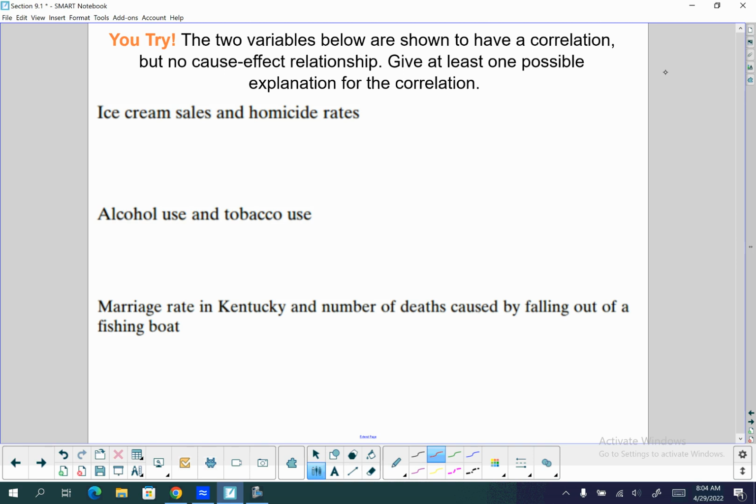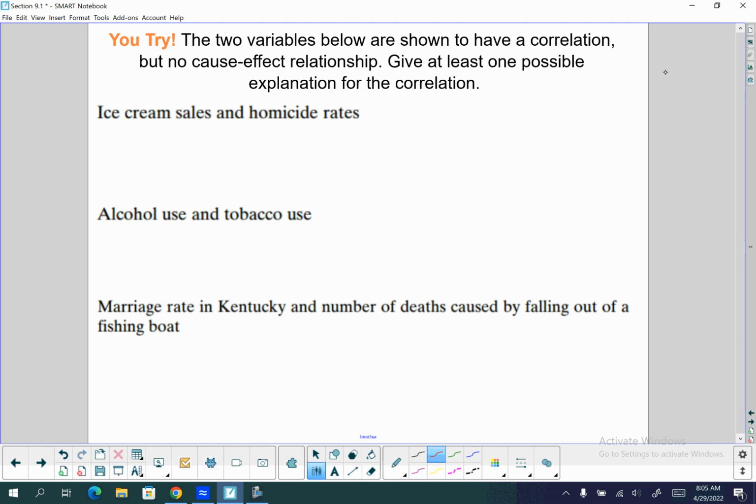Okay. I love this. It is my favorite one. Marriage rate in Kentucky and the number of deaths caused by falling out of a fishing boat. Yes. Bipolar disorder can cause both of those. Life insurance claims cause more marriages. Just the fact that it's summer, maybe, more people get married in the summer, but people also go fishing. There's more people on a boat, so more people can fall out of the boat. Yes. Emotional stress caused by a spouse. It's possible.